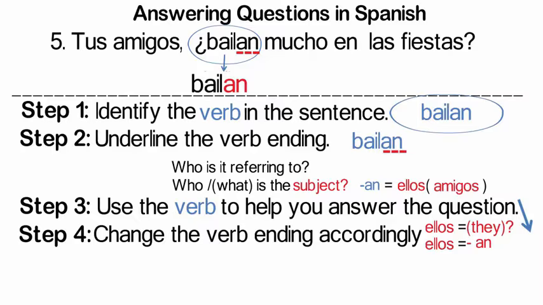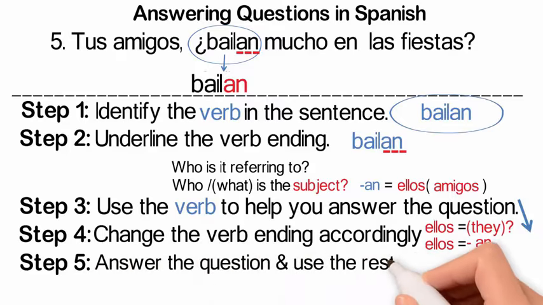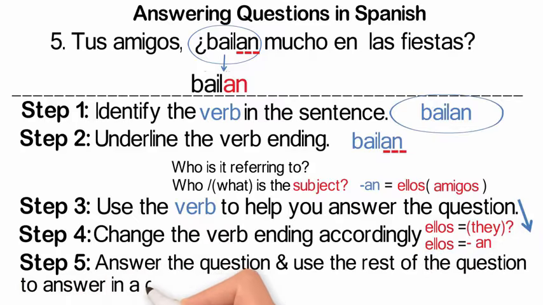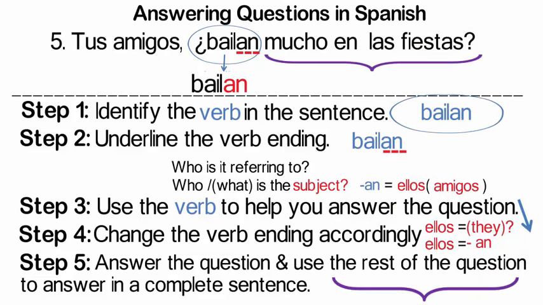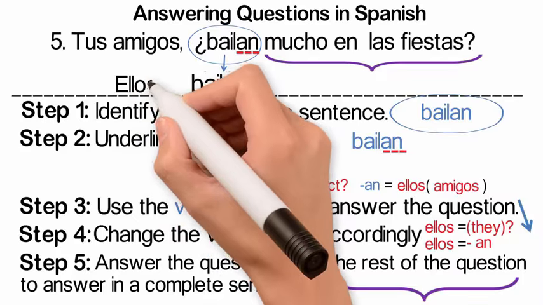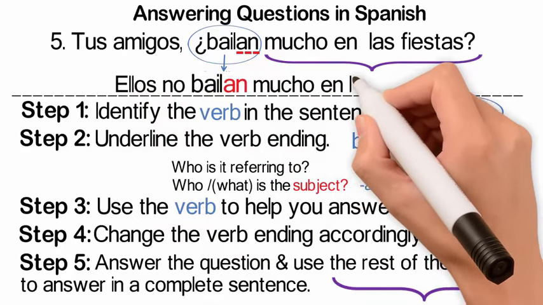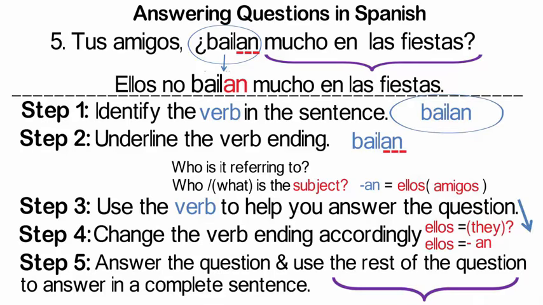Now that you have the most important part of your answer, your verb with the appropriate ending, you can go to step 5, making sure that you answer the question. It requires you to answer with a yes or no in this example. So you will answer sí or no. Once you have answered that part, use the rest of the information in the question to help you rewrite your answer in a complete sentence. Bring down or rewrite the rest of the information from the question. And now you have an answer in a complete sentence in Spanish. Ellos no bailan mucho en las fiestas.